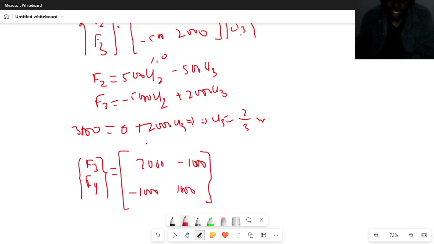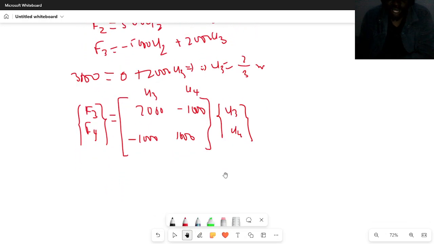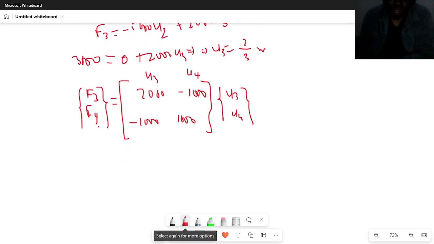Everything here is between 3 and 4, right? U3, U4, and you have U3, U4. So what do we do? Remember, F3 is not provided, therefore it is 0. F4 we do not know because it's a reaction force. We'll answer it later on. So I can only write this first formula.